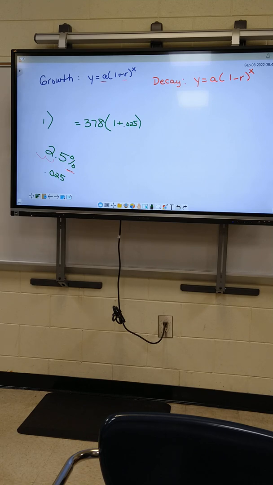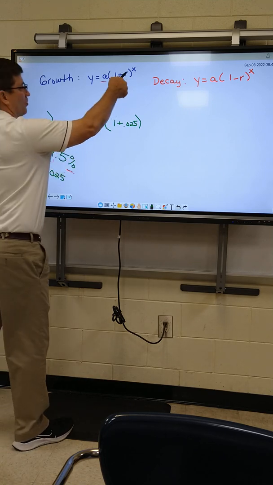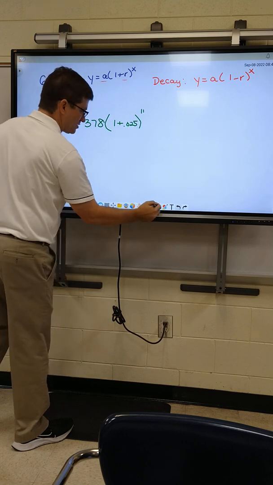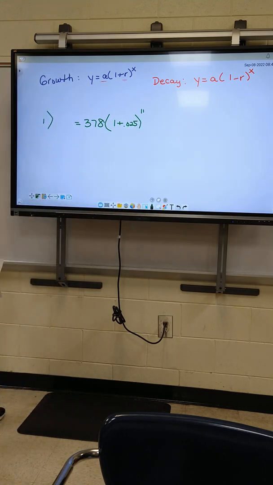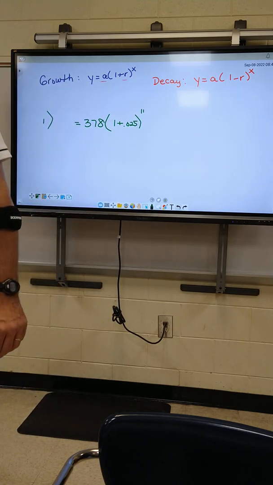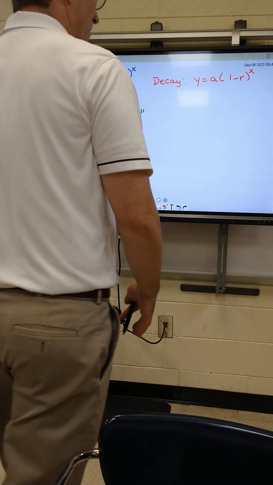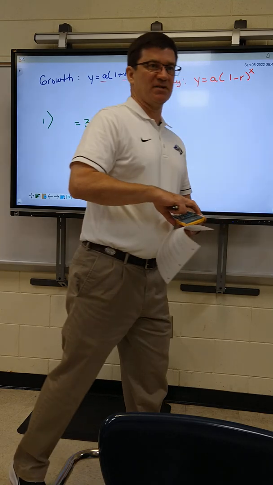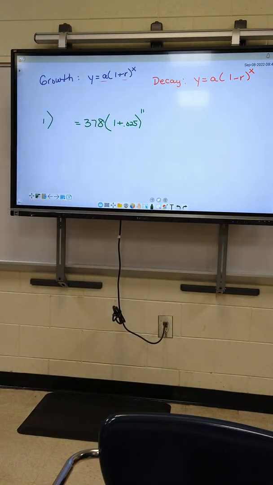Find the balance after 11 years. We only got one more variable, so 11 is your X. All right, anybody have a question how I set that up? So now you just type it straight into your calculator. So these are not going to be bad. Y'all did this last year. Growth and decay.